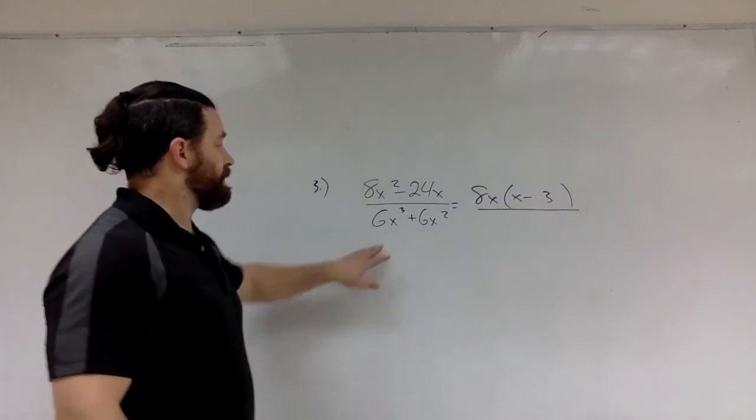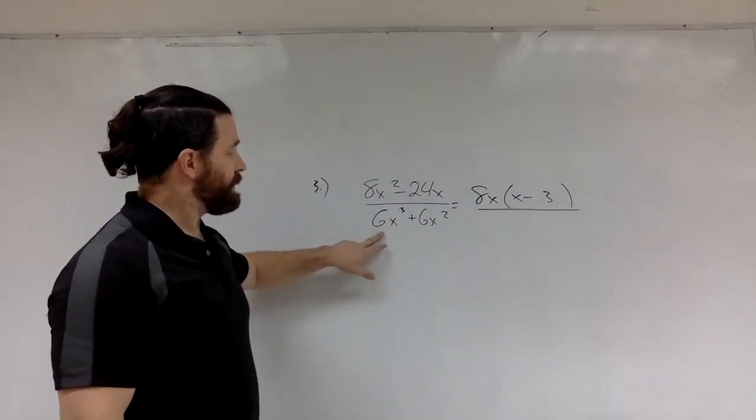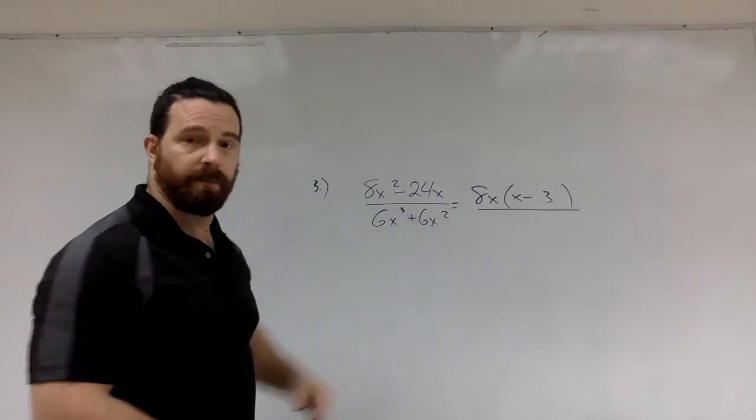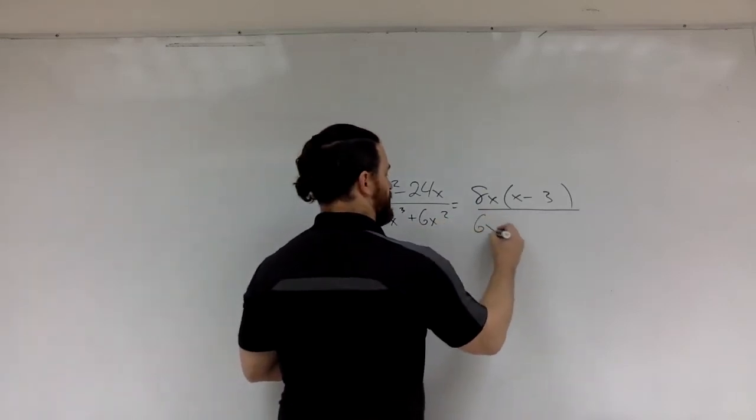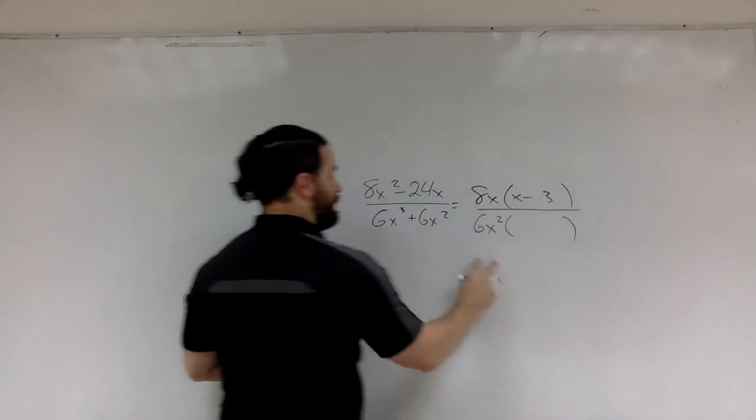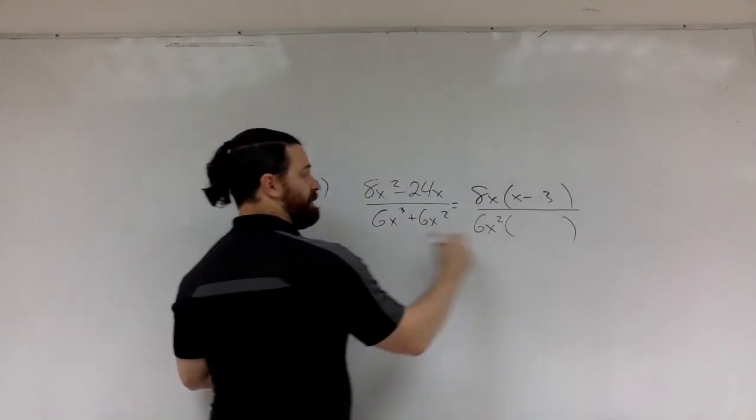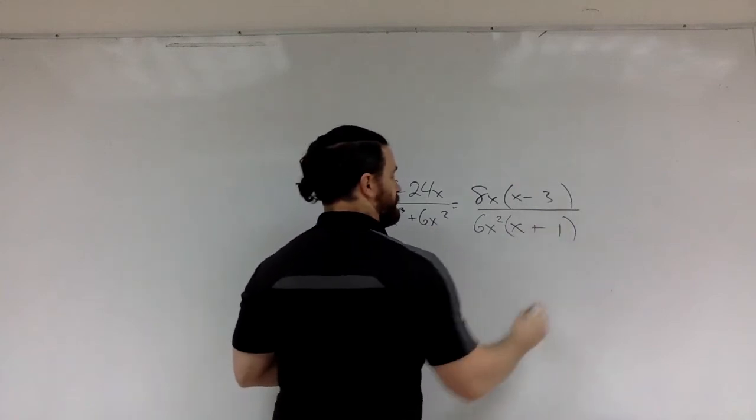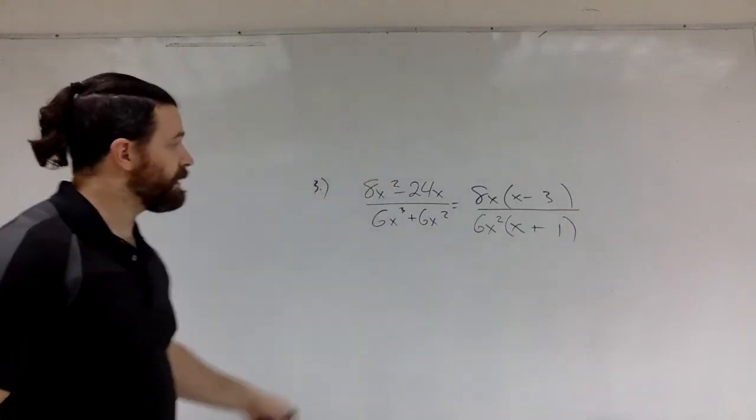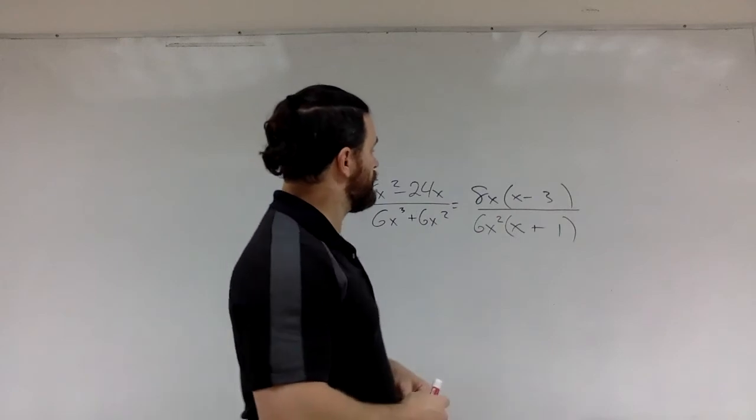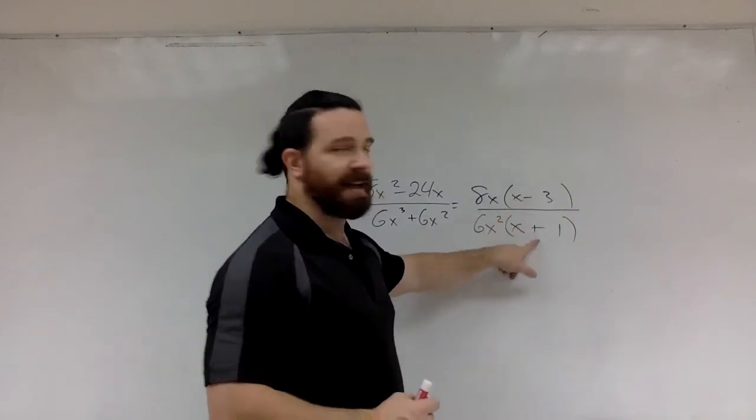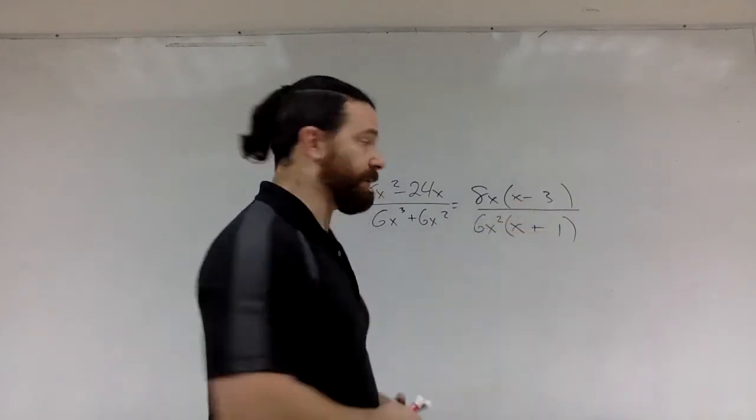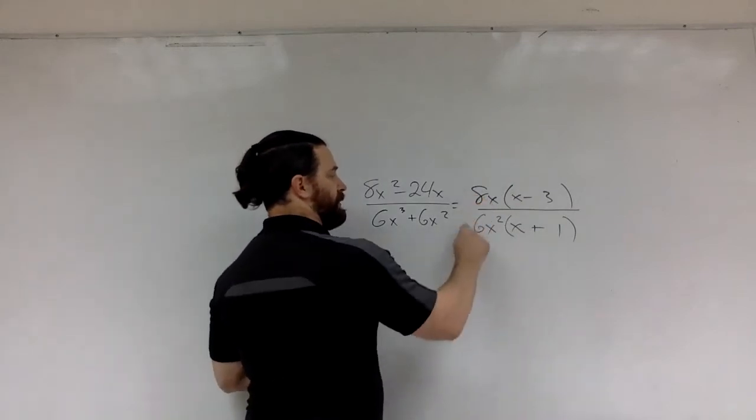On the bottom, I can take out a 6 and I can take out an x squared. So take out the 6x squared. Take a 6x squared out of here, I'm left with x. Take a 6x squared out of here, I'm left with just +1. All right. Now, I can see my binomials are not the same. So the binomials are not going to cancel. Let's look at my monomials.